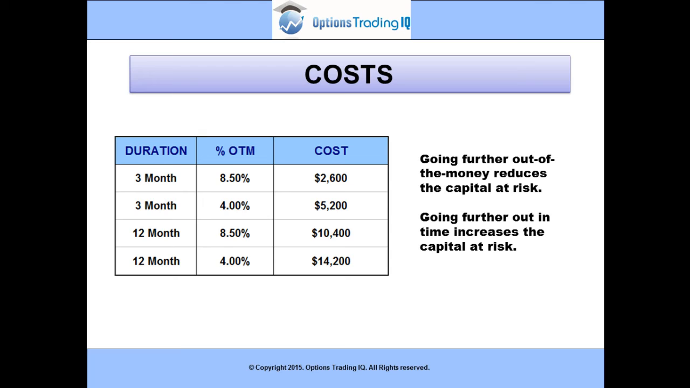It also gives the trade longer to work, so you need to pay a little bit more for that. Here we've jumped up to 10,400 and 14,200, so very expensive trades. That may be prohibitive for some people, depending on what instrument you're trading.